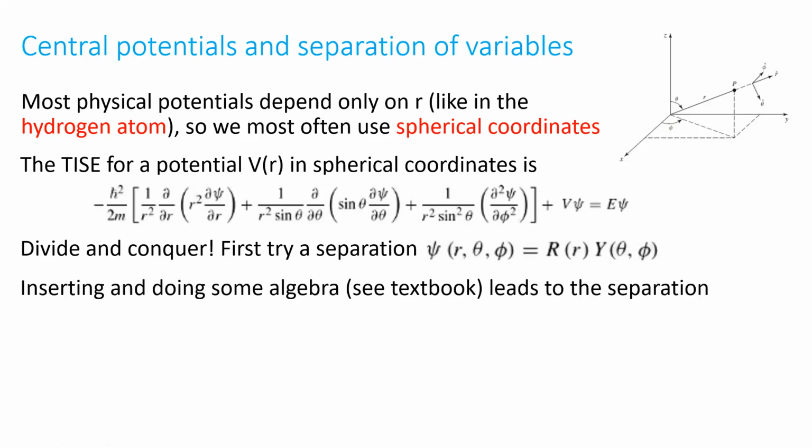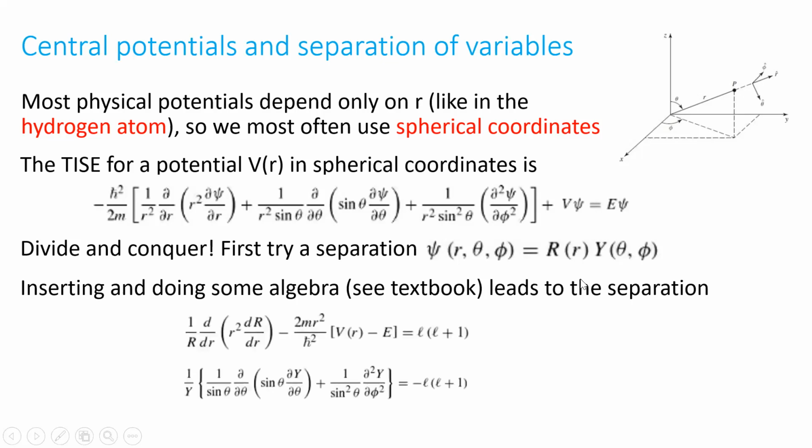Inserting psi equals R times Y into this equation everywhere for psi, and doing some algebra and rearrangements, takes a few steps. Please see the textbook for the detailed steps. I'm not going to go through those here, but it leads to a separation. We are able to successfully separate the r variable from the theta and phi variables. And this is what we get.